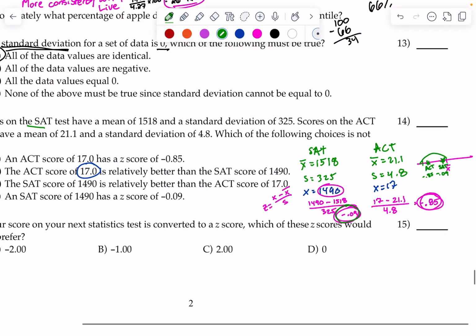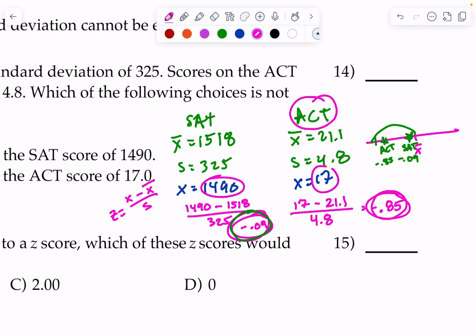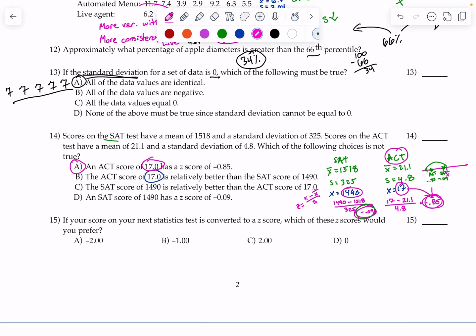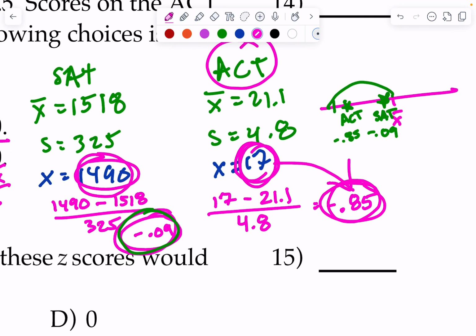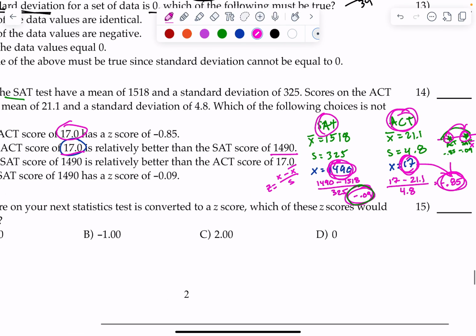An ACT score of 17.0 has a Z-score of negative 0.85. That is true. Which of the following choices is not true, though? An ACT score of 17 is better than 1490. Is 17 better than 1490? Is ACT better than SAT? SAT is on the right side of ACT, so that is not true.